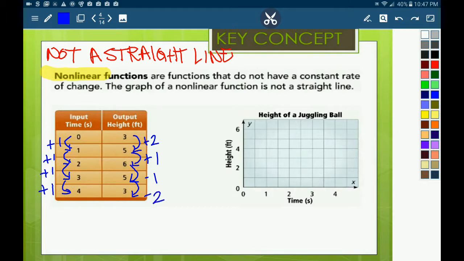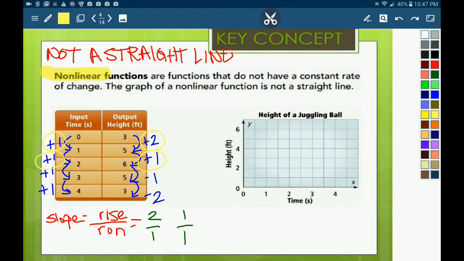So as you can see, the rates of change, if we go input to output, or output to input, change, because our slope is rise over run. And remember, rise is y's. So I'm going to take 2 and put it over 1. That's going to be the slope from 0, 3 to 1, 5. If I compare that now to the next one, I get 1 over 1. And the next one, I get negative 1 over 1.